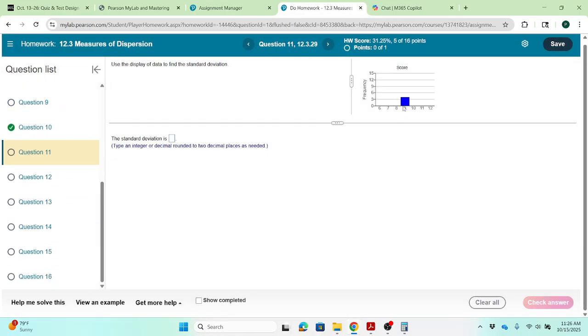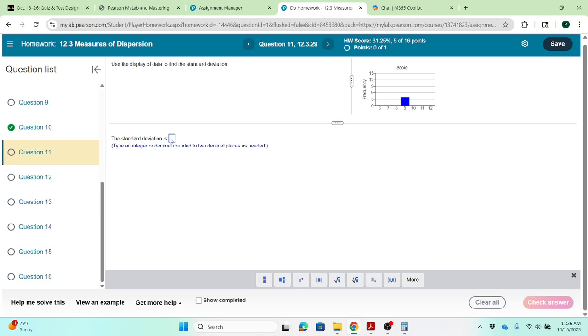What is the standard deviation for this data? If you read the data, it says the data is 9, and it's repeating 4 times. So 9, 9, 9, 9, 4 times. Standard deviation is actually a measure of dispersion, a measure of variation of the data. If your data is all 9, then there is no variation. So the value is supposed to be 0.